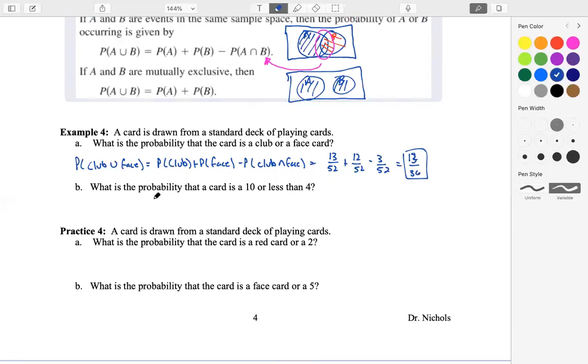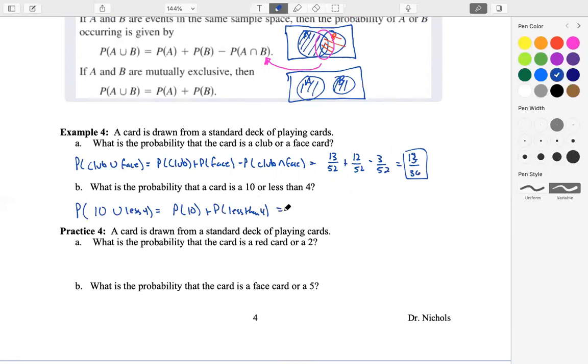All right, B, what is the probability that a card is a 10 or less than 4? Well, can a card be both 10 and less than 4 at the same time? No.